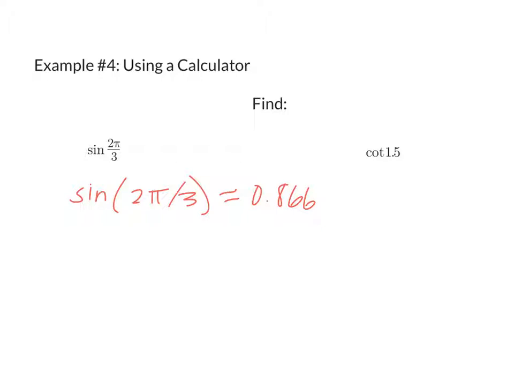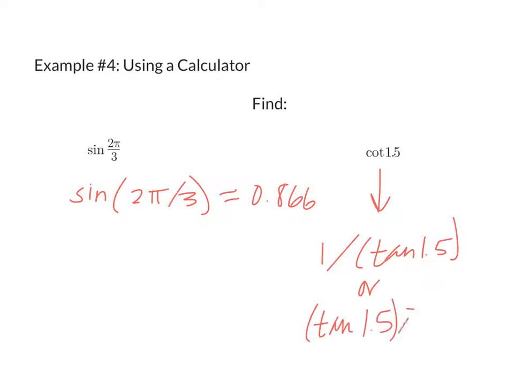For cotangent, because there is no cotangent function, you would have to do the reciprocal. So remember, the reciprocal of cotangent is tangent. So that'd be 1 divided by tan of 1.5. Or you can do tan 1.5 to the x to the negative 1. They're the same thing as the function in your calculator. Either way, it'd be about 0.071. In my opinion, I think the first one is an easier option than the second one because I'd probably forget. But either way, it's up to you.